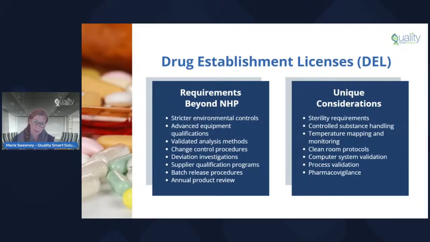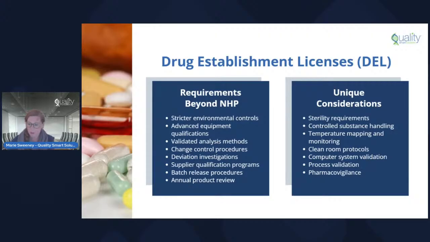Now, there are some unique considerations when we are looking at drug establishment licenses. Some of these include sterility requirements, so compliance with aseptic processing, sterilization, validation, and environmental monitoring protocols for sterile products. Then there's also controlled substance handling, so the implementation of enhanced security measures as appropriate, accountability, and reporting requirements. And then as well, we have temperature mapping requirements and monitoring. So you want to have a comprehensive validation of your storage and distribution conditions to, again, add weight to your claims that you are producing this quality product, especially when dealing with drugs.